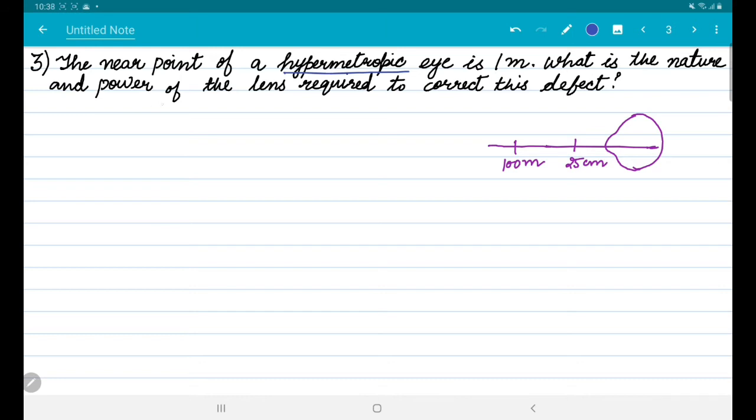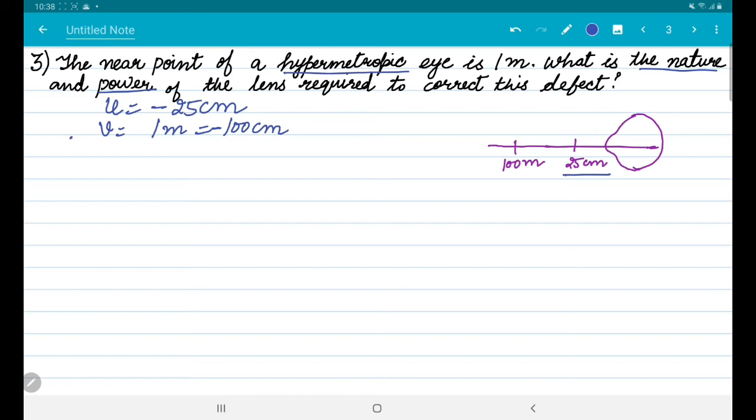What is the nature and power of the lens required to correct this defect? For a hypermetropic eye, the near point is given to be 1 meter, but for a normal eye, the near point is 25 centimeter. So here your v will be 1 meter, which is equal to 100 centimeter, and u will be 25 centimeters. As you can see from the diagram, both are at the left side, so we'll use negative sign with u and v.